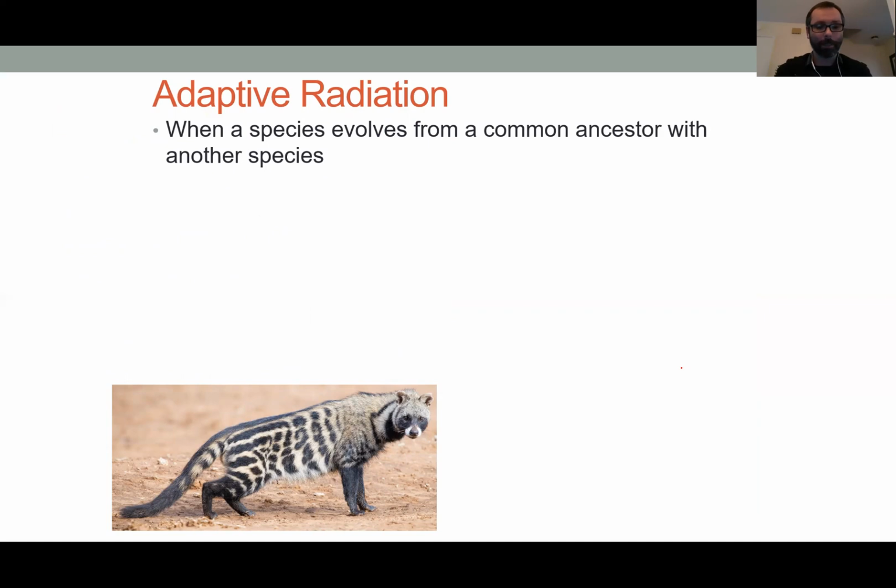I like this example a lot. This animal on the screen is something called a civet. It is, in my estimation, my personal opinion, a weird looking animal. But I like it because it looks like a lot of other animals, doesn't it? Right? It kind of looks like a raccoon. It kind of looks like a cat, kind of looks like a dog. It kind of looks like a hyena, right? If you know what a hyena looks like. It has spots that are kind of like a leopard, right? Like there's all these different traits in this one animal.